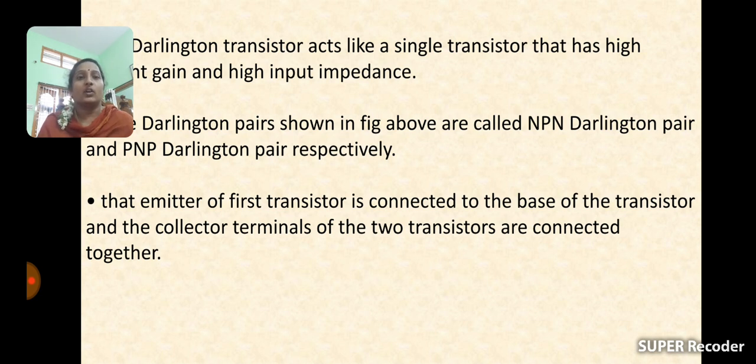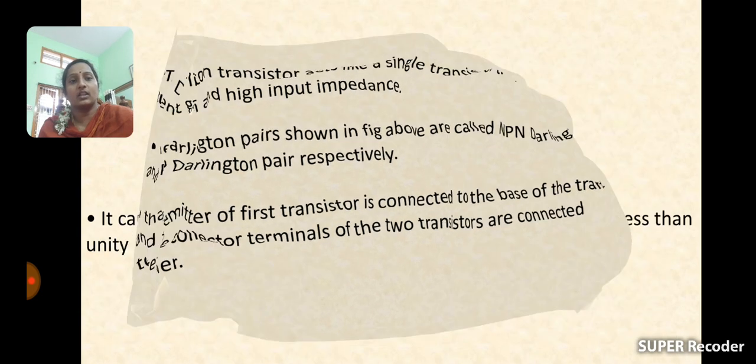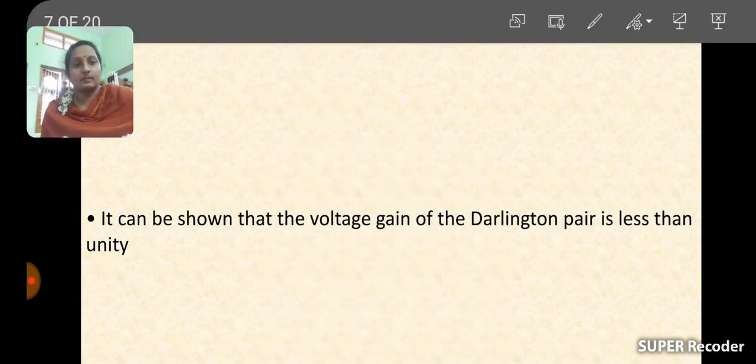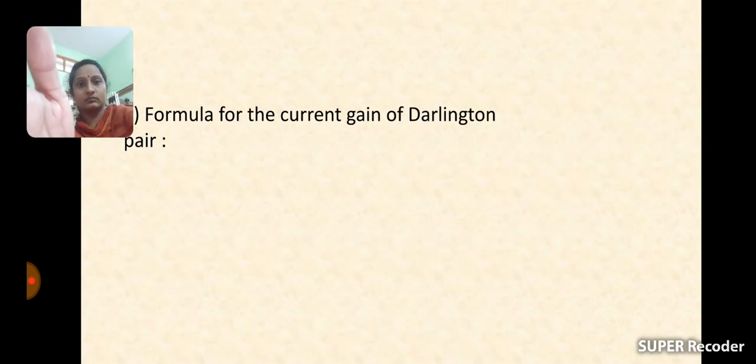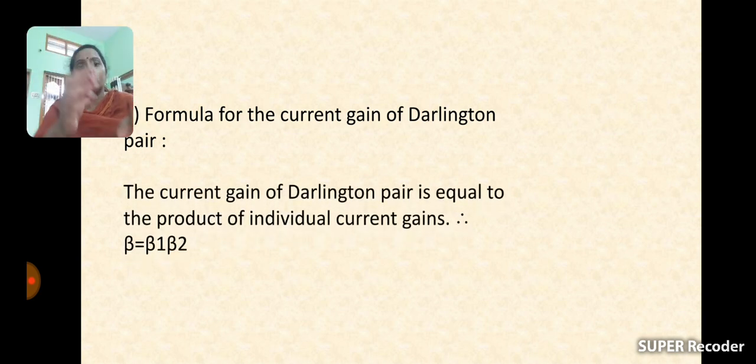And see here, the Darlington pair is also available in NPN and PNP. The emitter of the first transistor is connected to the base of the second transistor, and collector terminals of the two transistors are connected together. Already I explained all these things. And see here, while coming to the current gain, the mathematical expression of current gain for the Darlington pair circuit is the product of the individual gains is equal to the whole gain.